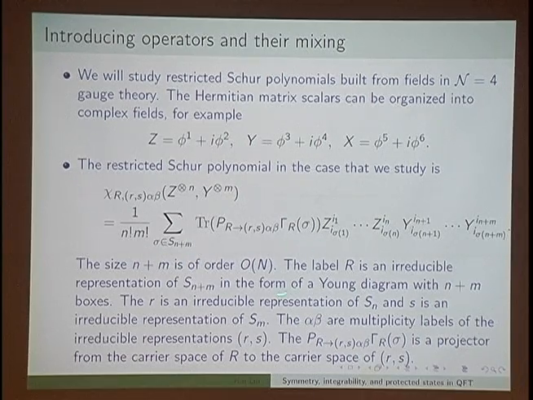And there are three Young diagrams in the label. Small r and small s are the irreducible representations of S_n and S_m, respectively. And the capital R is an irreducible representation of the symmetric group S_{n+m}. P is a projector which projects from the carrier space of R to the carrier space of (R, (r, s)). So this is called a restricted Schur polynomial.